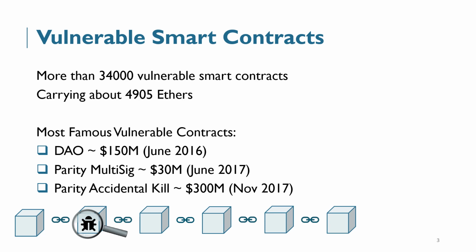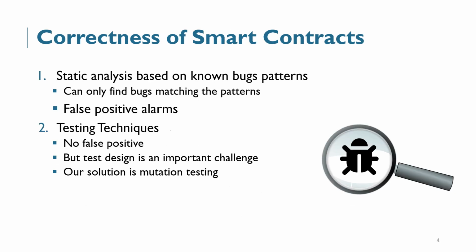So, guaranteeing the correctness of smart contracts has recently attracted researchers in software engineering and distributed computing fields. There have been several attempts to analyze the correctness of smart contracts. Most of these works focus on a static analysis of smart contracts based on known bug patterns. Although static analysis is a strong tool for evaluating software quality, it has its own limitations.